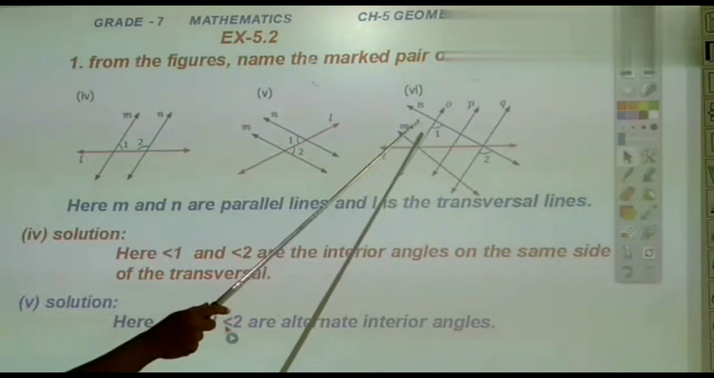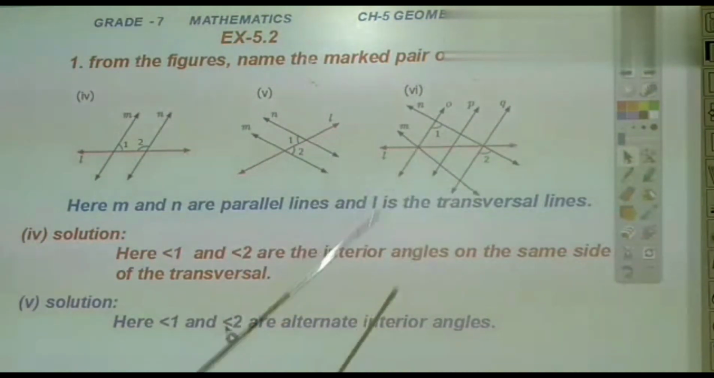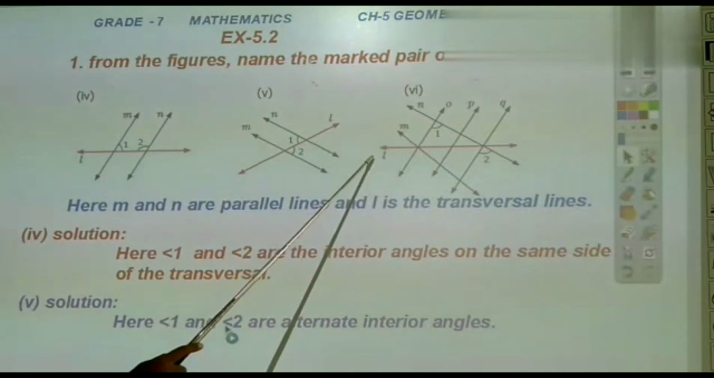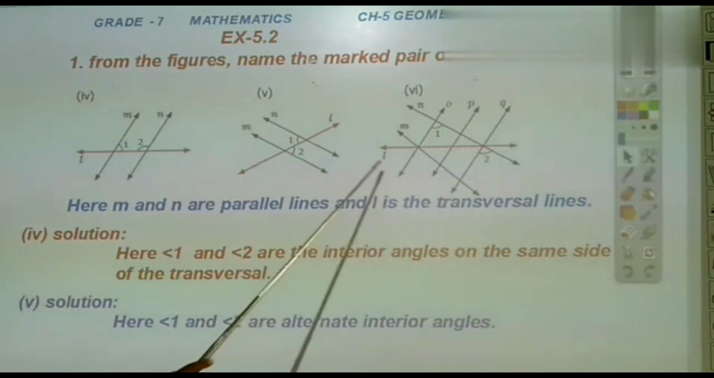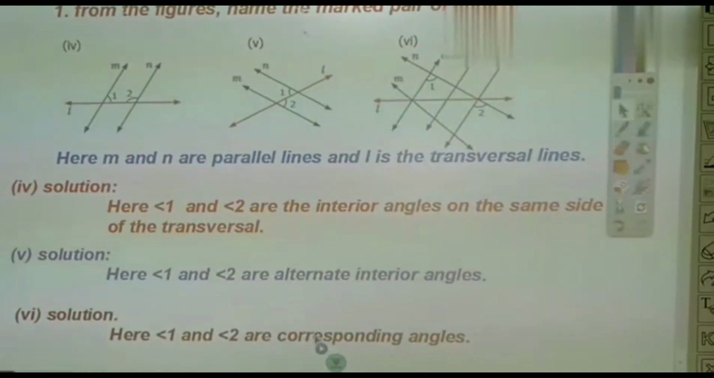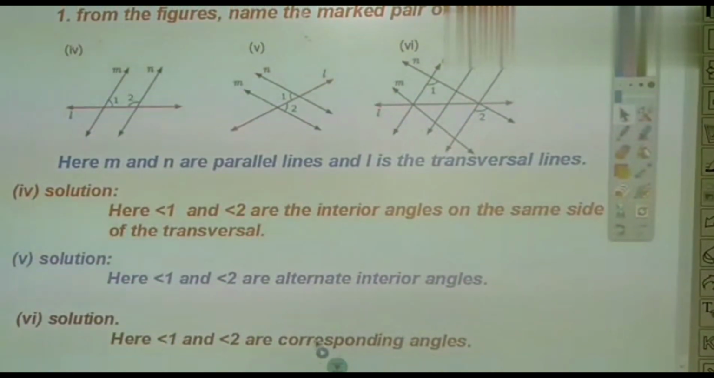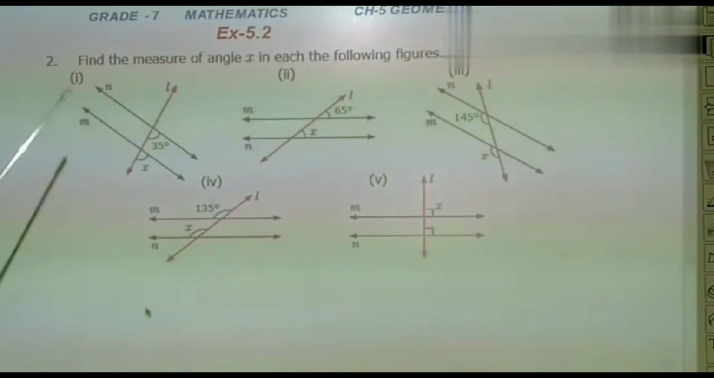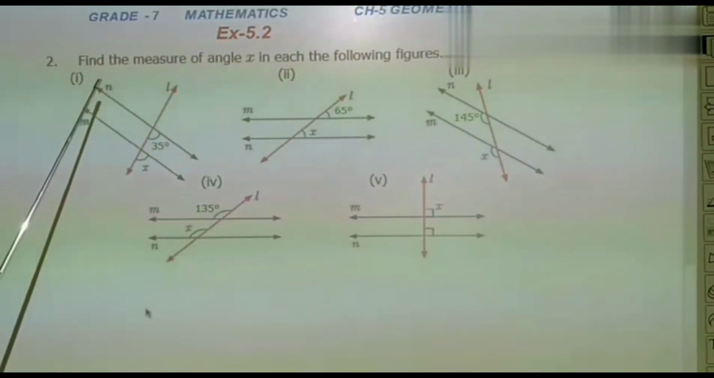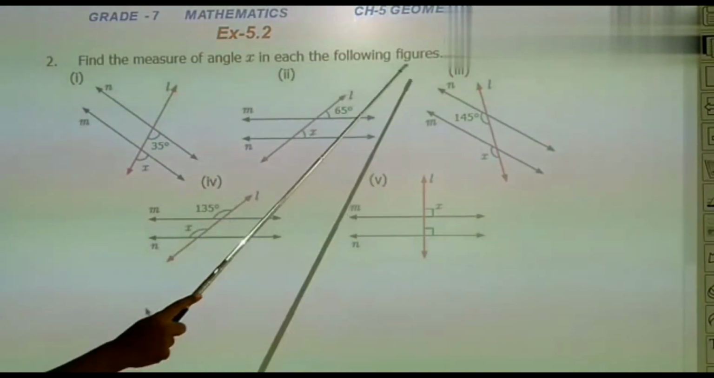Yes, here M and N are two parallel lines and L is the transversal line. But see the angles, angle 1 and 2, yes, are corresponding angles here. Let's see the solution, children. Here angle 1 and angle 2 are corresponding angles on the same side of the transversal. Next we have to see the second sum. Find the measure of angle x in each of the following figures.